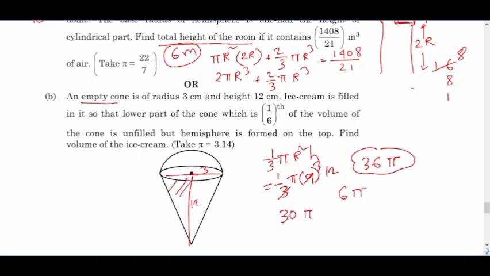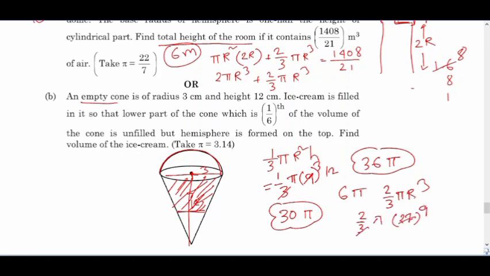Suppose here, look at 30 pi, 30 pi is filled, and on top of that one hemisphere is formed with ice cream. Now what is the hemisphere formula? 2/3 pi r cube. Now the hemisphere radius will be 3, so 2/3 into pi into r cube, that is 27, that is 9, 18 pi. So now the total volume of the ice cream will be 30 plus 18, that is 48 pi.